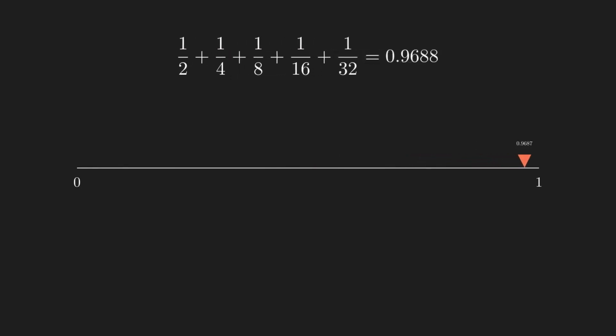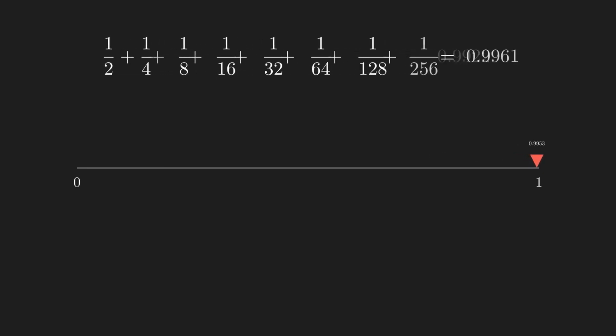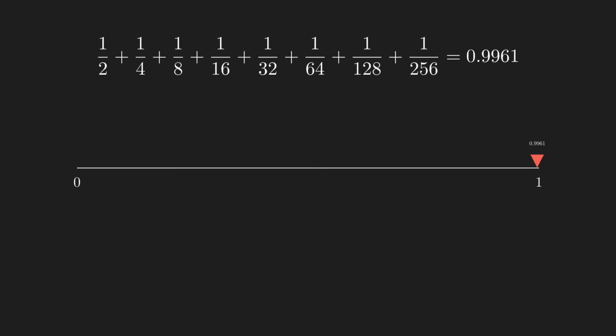Imagine you want to travel from 0 to 1. Instead of directly reaching 1, you decide to approach it by dividing the remaining distance in half at each step. So you take half the distance, then half of the remaining half, and continue this pattern. After 8 steps, you find yourself at approximately 0.9961, very close to 1, but not quite there.